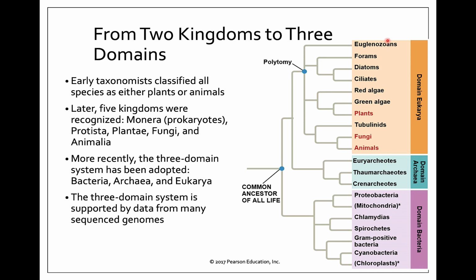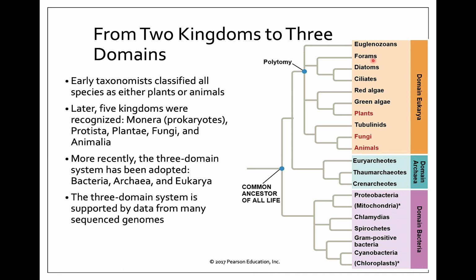And the protists would have been all of these things in black up here: tubulinids, green algae, ciliates. And you can see how they're kind of spread all over the place. That's what I meant by they're a polyphyletic grouping. But this doesn't make any sense. So the kingdom of Protista, and I'm doing air quotes when I say Protista, it's not a real kingdom anymore. The kingdom of Protista included organisms that were more closely related to fungus and animals than each other.